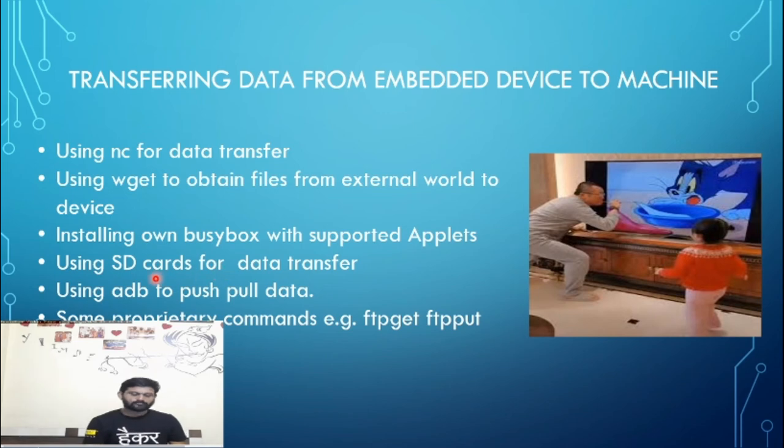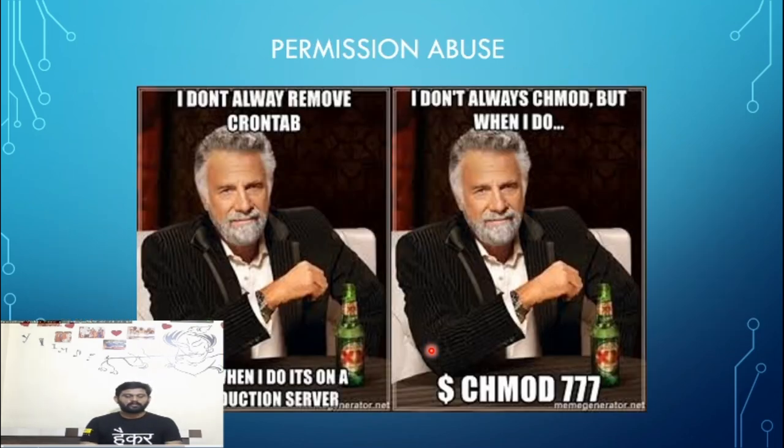Then, if there is SD card functionality, you can connect an SD card and transfer the data with it. With ADB push and pull, you can extract or push data inside the device. And in this next example, we are going to use some proprietary commands like ftp get and ftp put. So I'm going to show you some proprietary commands. You have to perform a command analysis to see which command will possibly help you take the archive out or push the data inside the device. Okay, and the permissions, obviously.